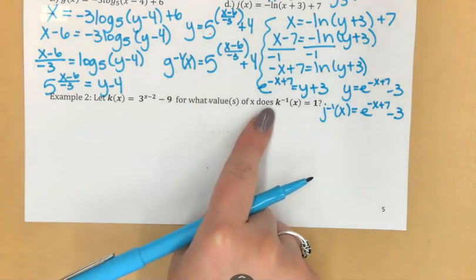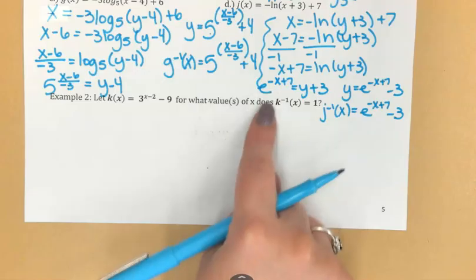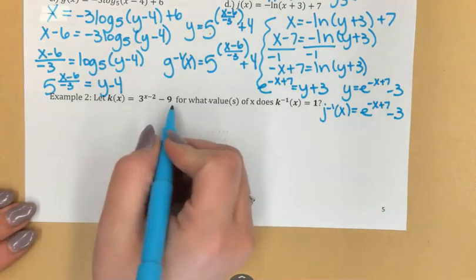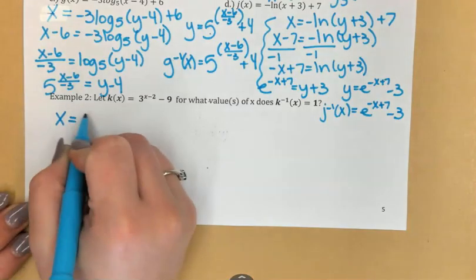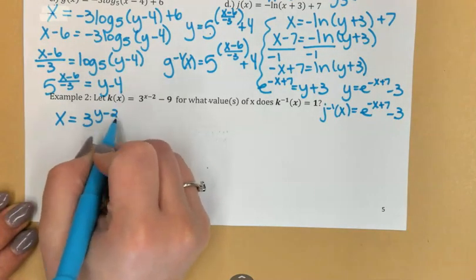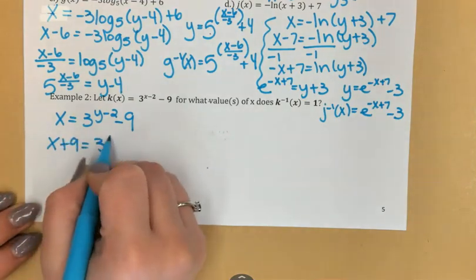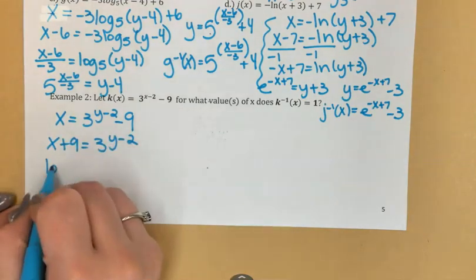And then our last example here is, if this is my function for k, what values of x does k to the negative 1 equal 1? Now remember, this notation means inverse. So the first thing I'm going to do here is find the inverse of k. So x will be equal to 3 to the y minus 2 power minus 9. I can add 9, then rewrite this as a log.